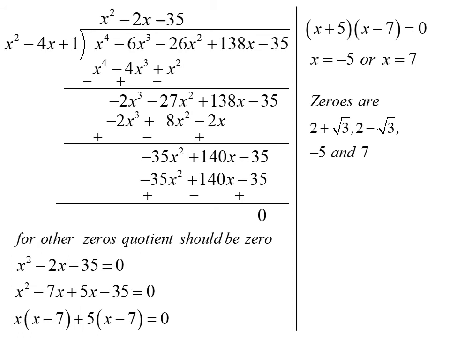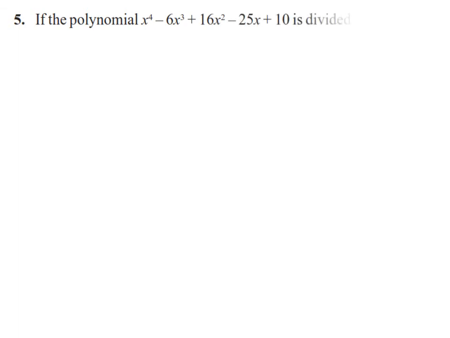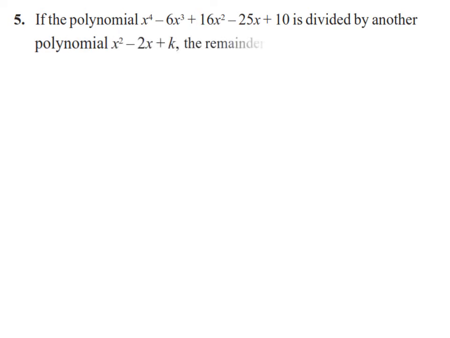Now the next one, the last question of your exercise. The fifth question is: if the polynomial x to the power 4 minus 6x cubed plus 16x squared minus 25x plus 10 is divided by another polynomial x squared minus 2x plus k, and the remainder comes out to be x plus a, then find k and a. What will be the values of k and a? This is the toughest question of your textbook exercise, so you have to remember the method very carefully.